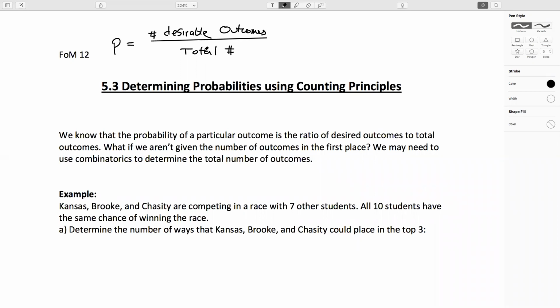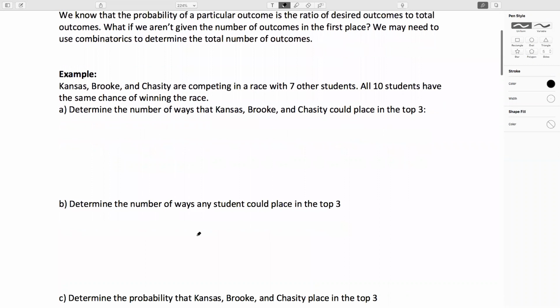So when we know that the probability of a particular outcome is the ratio of desired outcomes to total outcomes, what if we aren't given the number of outcomes in the first place? We may need to use combinatorics to determine the total number of outcomes. Kansas, Brooke, and Chastity are competing in a race with 7 other students. All 10 students have the same chance of winning the race. Part A, determine the number of ways that Kansas, Brooke, and Chastity could place in the top 3.